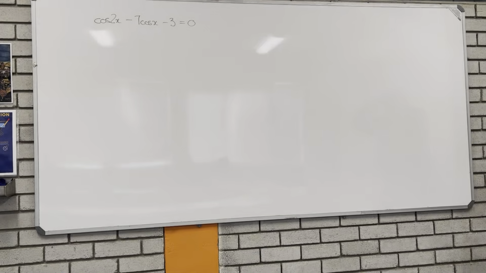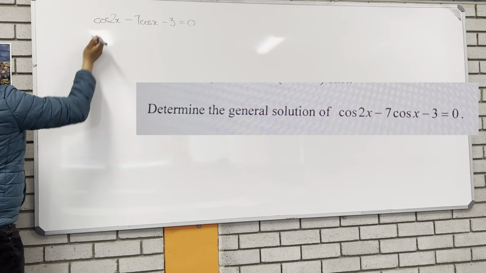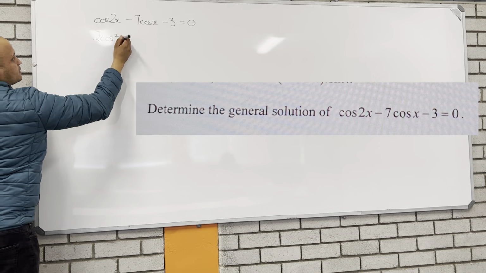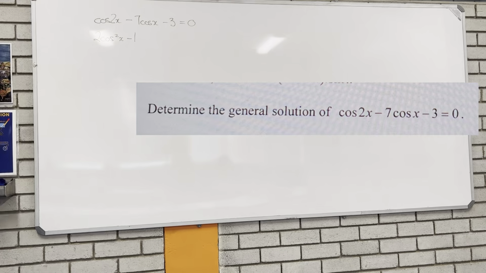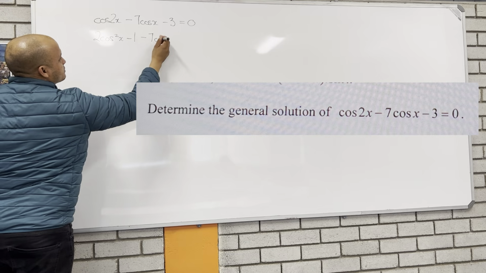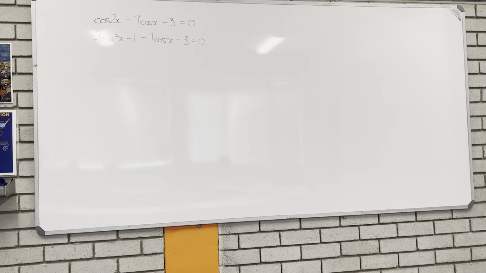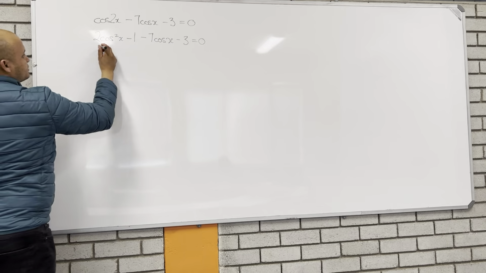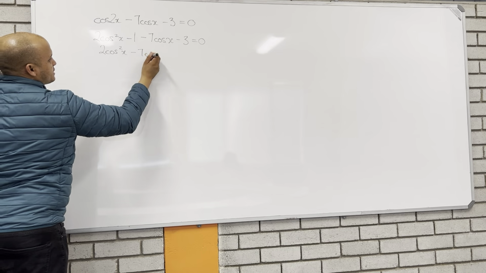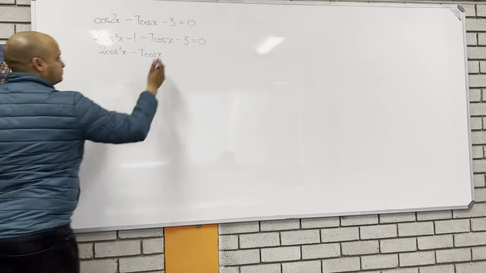So we've got this, and hopefully by now you would have rewritten this as 2 cos squared x minus 1. Yeah? And I've got minus 7 cos x minus the 3 is equal to 0. And if I simplify, I've got 2 cos squared x minus 7 cos x, and minus 1 minus 3 is? Minus 4.